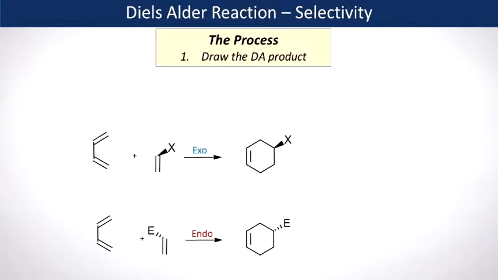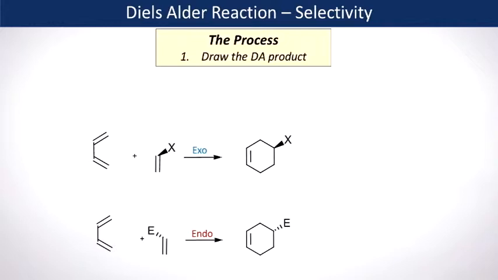So let's draw some examples. In the case shown here, if we have a simple diene with an exo dienophile, we'll get the structure shown here with the solid wedge on the top face of the ring. If we treat it as an endo reaction, we would get the dash wedge on the underside of the ring.